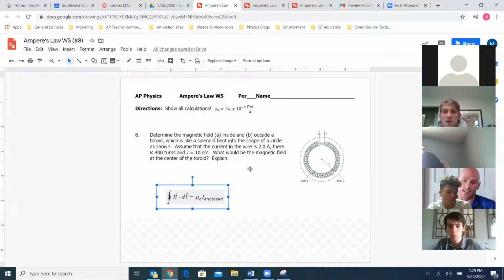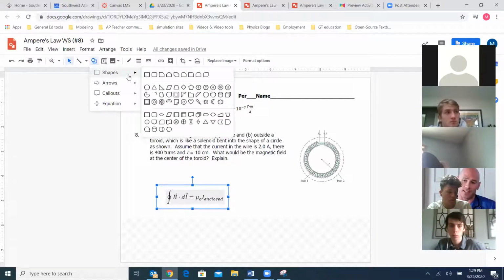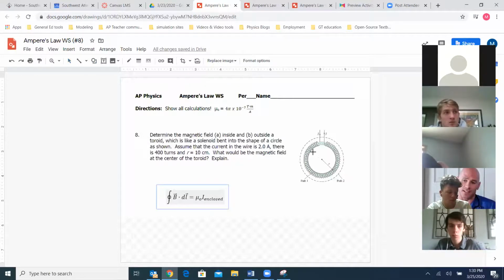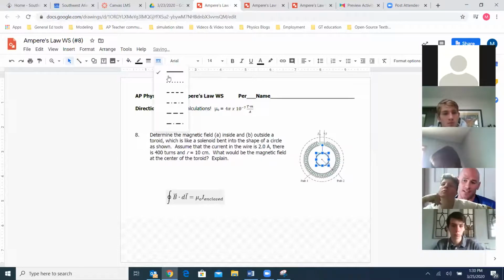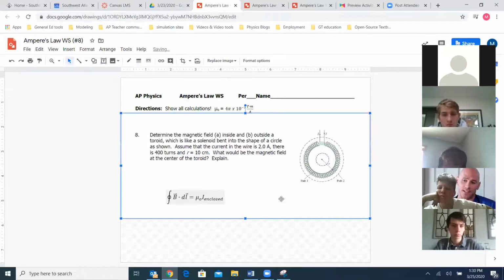There's one more place where it wants to know. It says, what would the magnetic field at the center of the toroid be? So they didn't draw it here, but I'm going to draw it real quick. You could draw one more Amperian loop in here to answer that, okay?